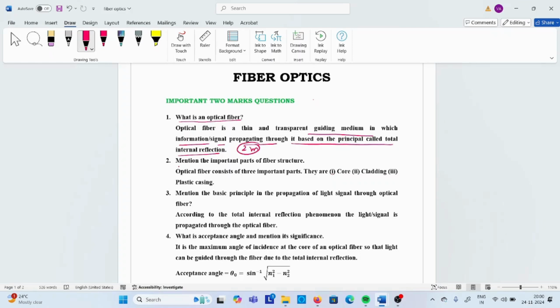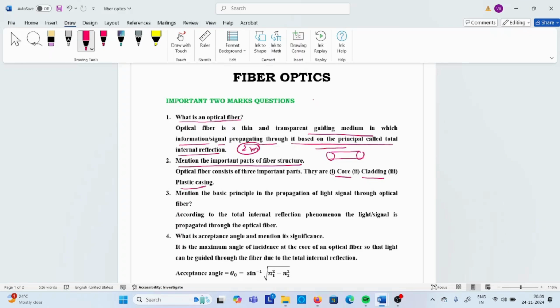Then the next question is, mention the important parts of the optical fiber structure. This question can be asked in the examination. What are the various parts of the optical fiber? An optical fiber has 3 important parts. The first part is called the core, the second one is known as cladding, and the third one is known as plastic casing. Out of these 3 parts, the core is the innermost part of the optical fiber.